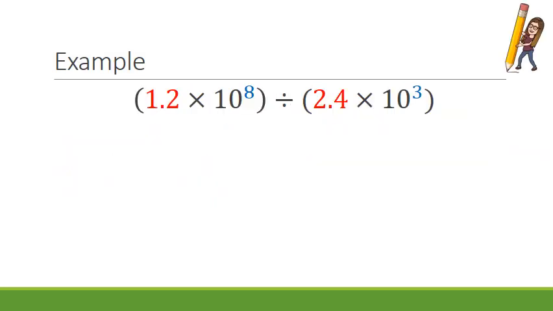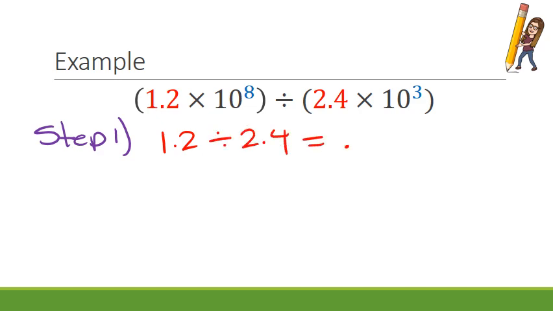All right, let's take a look at the example in your foldable. Let's follow along with the steps provided. Step 1 says to take the numbers in front and divide them. So I have 1.2 divided by 2.4. That gets me 0.5.